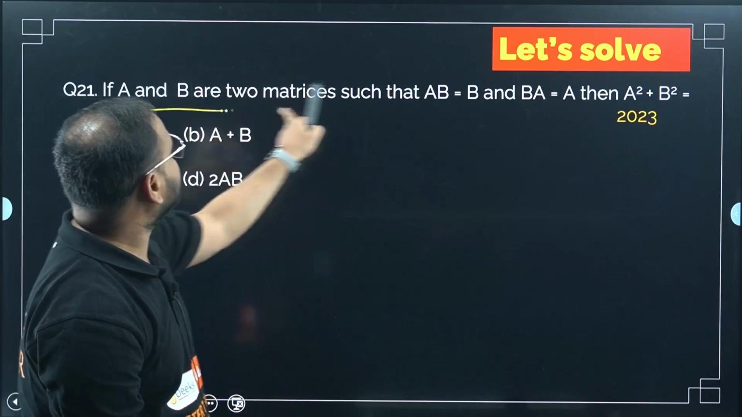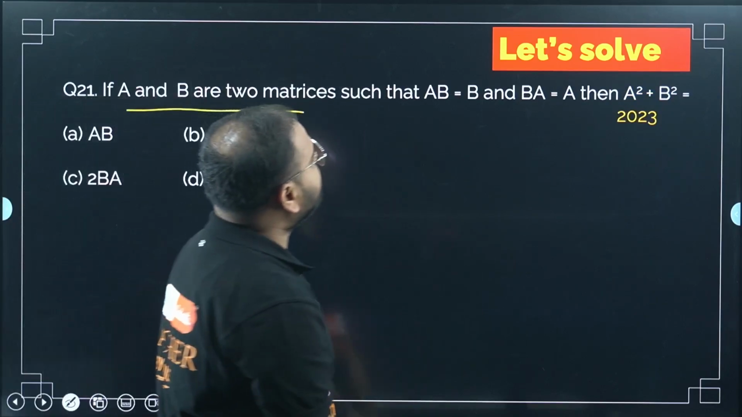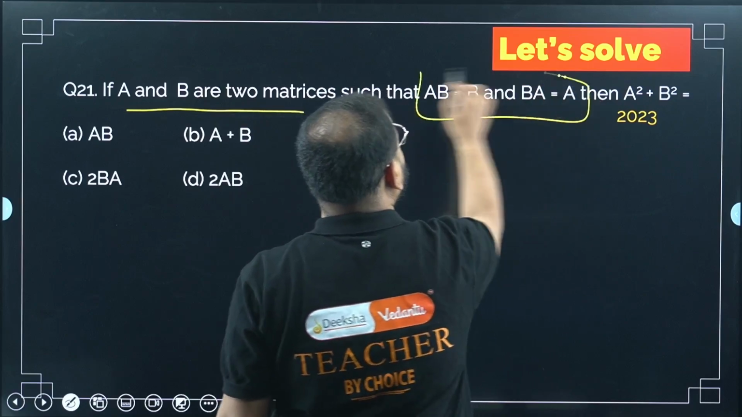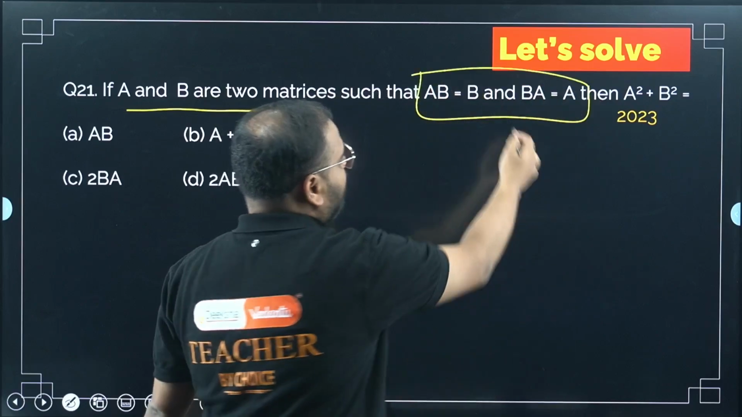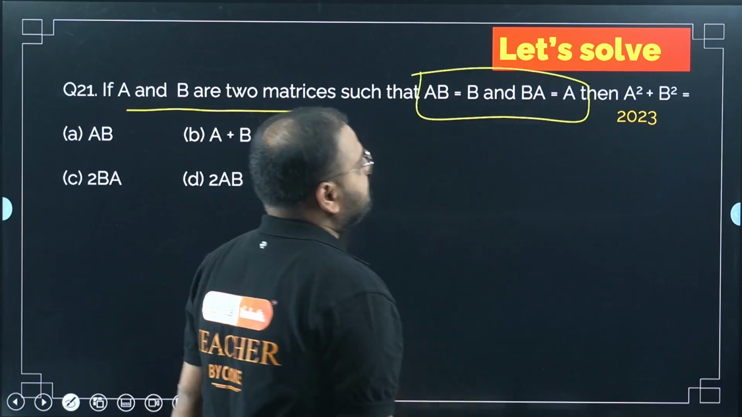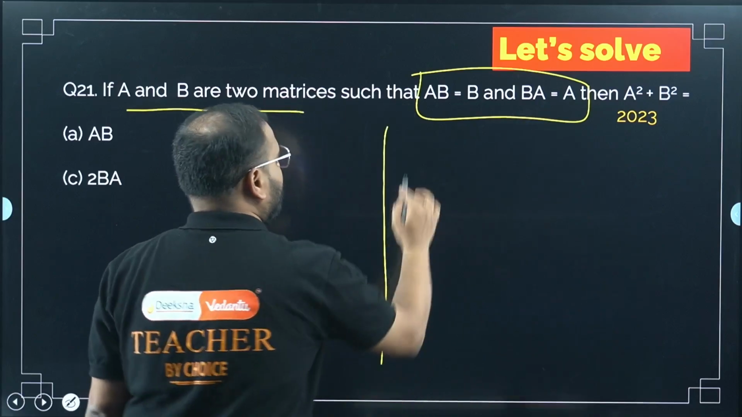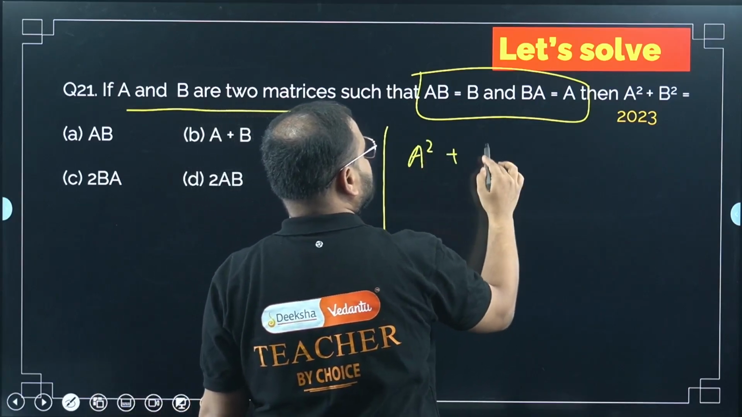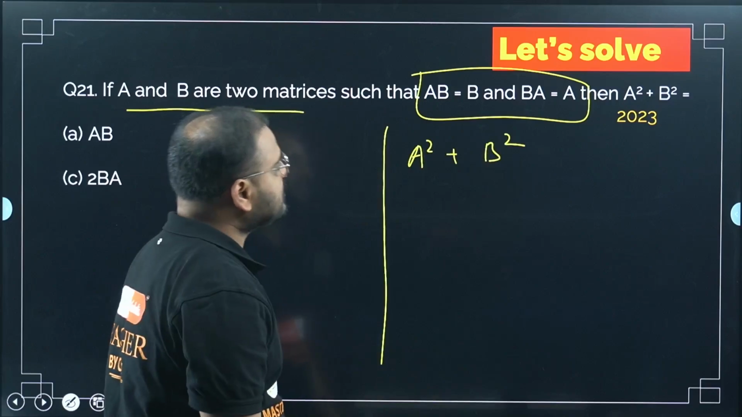A and B are two matrices such that AB equal to B and BA equal to A. It means the product of A and B in this order is B, and the product of B and A in this order is A. They ask us to find the value of A square plus B square.